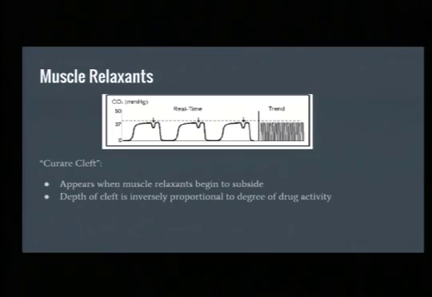I thought this was interesting, that you may see after you do an RSI. It's called the curare cleft. My guess is you'll see it more with your rocuronium and vecuronium than you will with succinylcholine, but when your muscle relaxants begin to subside, you see this little dip as they're waking up. If you see that, it can just be due to the fact that they had a paralytic, and nothing is wrong with your vent or their breathing pattern. It's just an interesting thing that may show up sometimes. I've never seen it after RSI on somebody, but it's there.